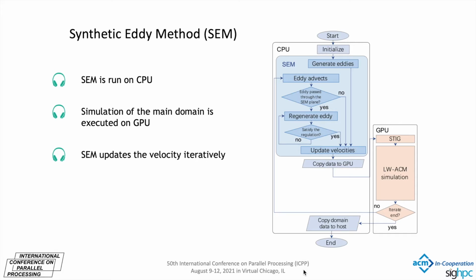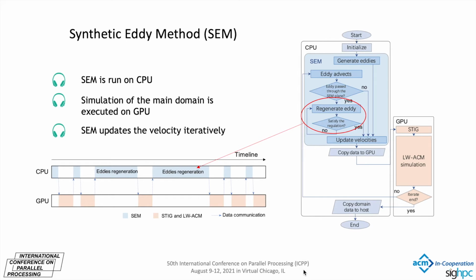Let's see the procedure of the SEM. After the initialization on the CPU, the SEM will generate the eddies and update the velocity. Then the velocity data will be transferred to the GPU. The GPU will simulate all the domain data by the link-wise artificial compressibility method. Then, after the end of the iteration, we need to move the eddies and update the velocity again by SEM. So the SEM runs on the CPU, and the whole domain is simulated on the GPU.